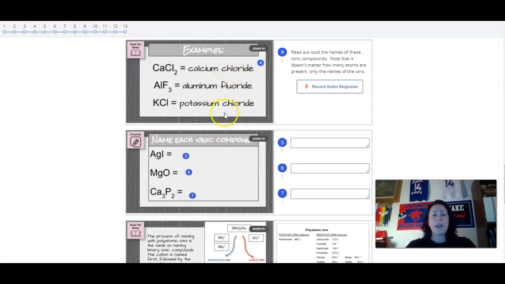All right, so after that, you are going to name each of these on your own. This is an I, a capital I. Sometimes we get confused whether this is only two elements. This is calcium and this is chlorine, or the chloride ion. That's not an I, that's Cl for chlorine. This is AgI. That's only two elements there.